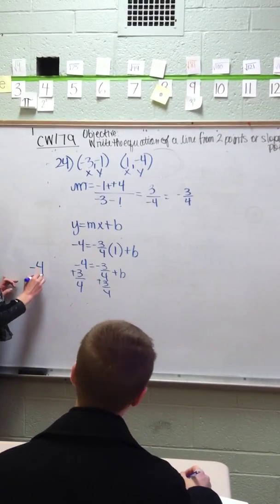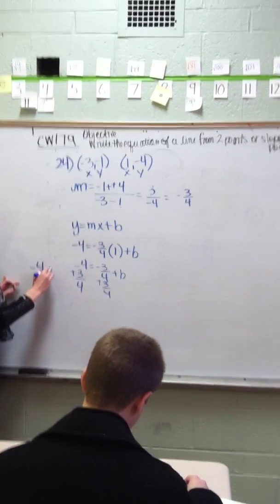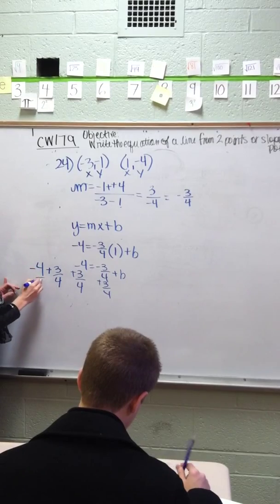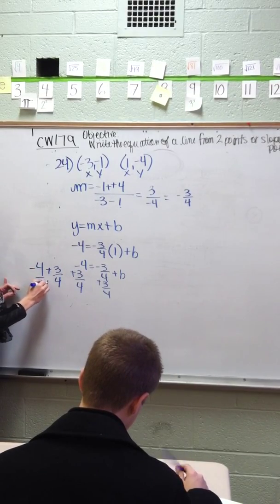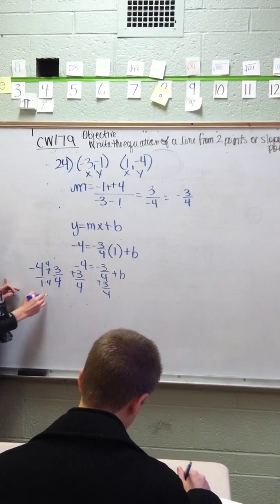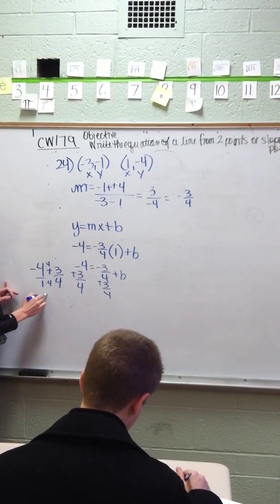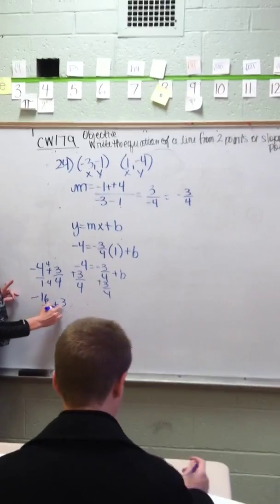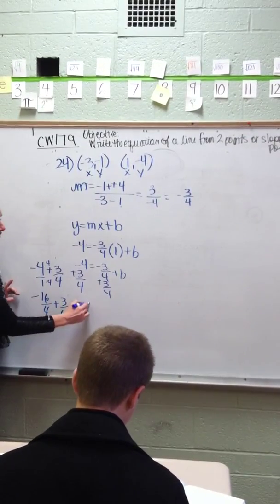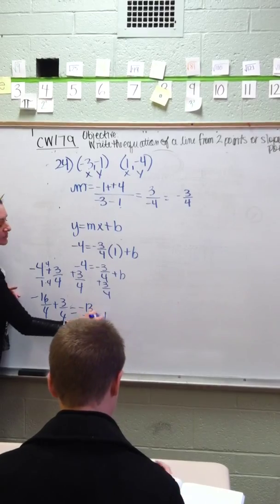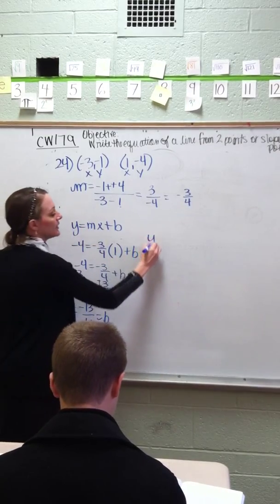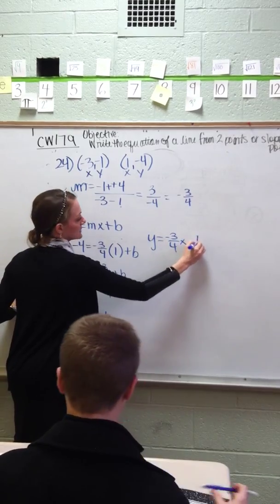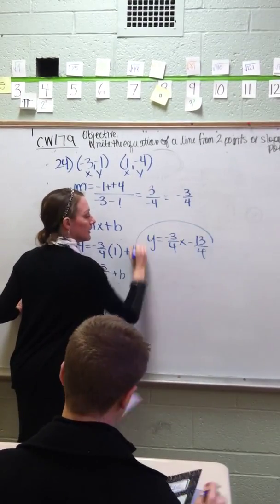So negative 4 plus 3 over 4. I have to write this out with a common denominator. This is like over 1, so I multiply by 4, multiply by 4. Now I have negative 16 over 4 plus 3 over 4, which gives me negative 13 over 4, which equals b. So the equation of my line is y equals negative 3 over 4 x minus 13 over 4. That's the equation of my line.